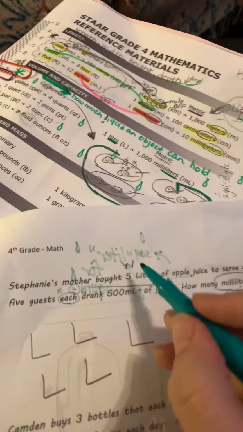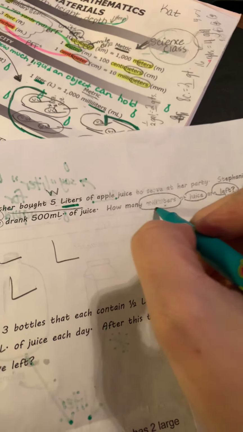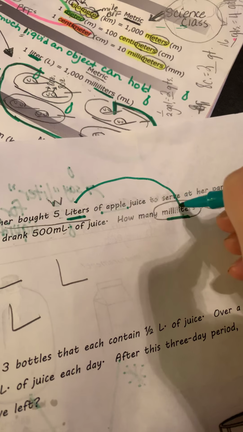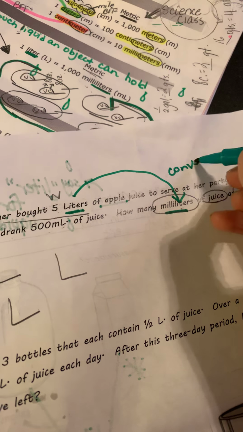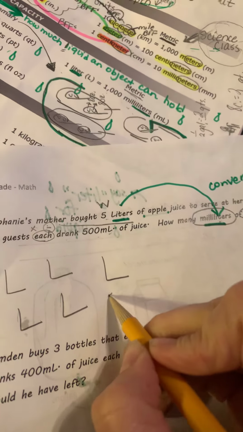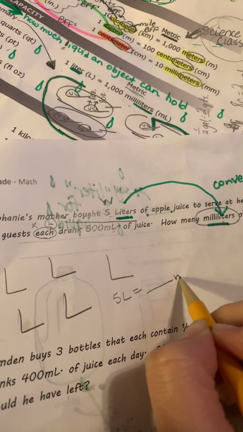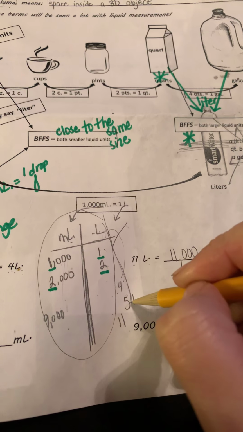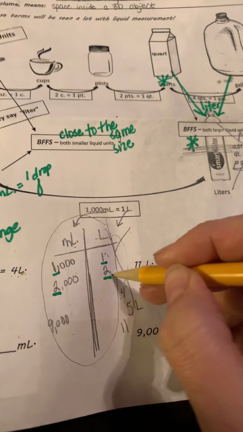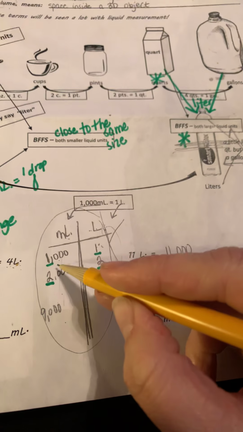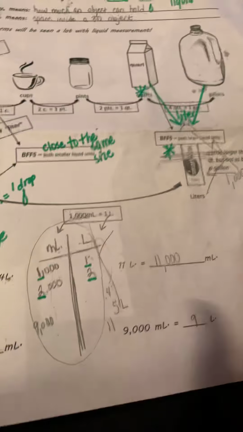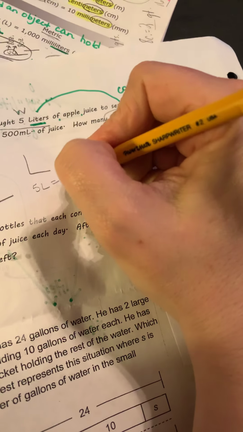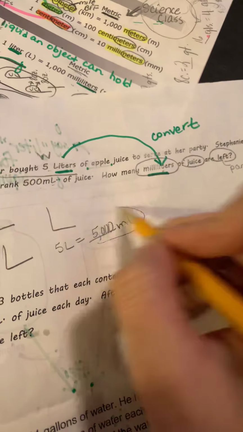Well, this is a big red flag. Mom bought liters, but the question wants milliliters. So what are we going to have to do? We're going to have to convert. What does that mean? Change. That's right. So here we have 5 liters. I want to know how many milliliters that is. Well, let me go back to my pattern. We want 5 liters. Well, 1 has 1,000, 2 has 2,000, 4 has 4,000, 5 has 5,000. Cool, converted. So we're talking about 5,000 milliliters.